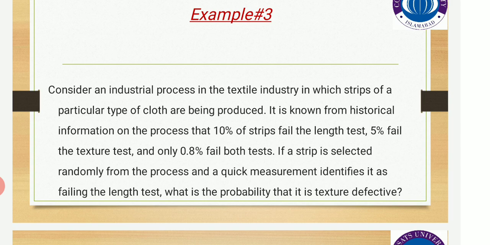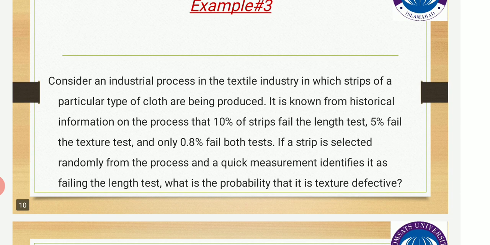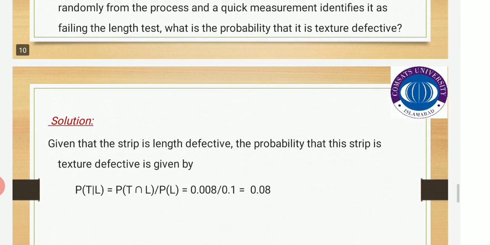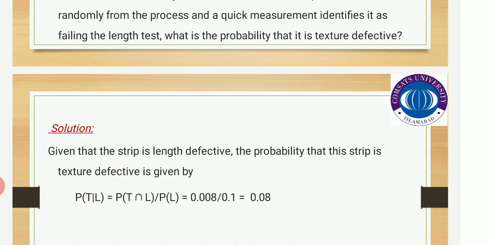So here we will again apply conditional probability, because obviously this additional information is useful. So let T represent that it is texture defective, and L represent that it fails the length test. By applying the conditional probability formula, it would be equal to probability T given L. As we have to find the probability that it is texture defective, T will come first. And where will L come? It will come after the "given that".